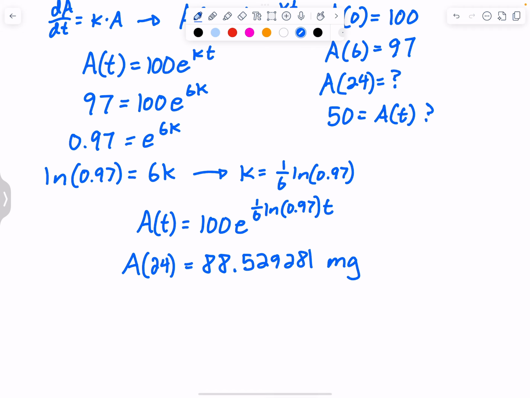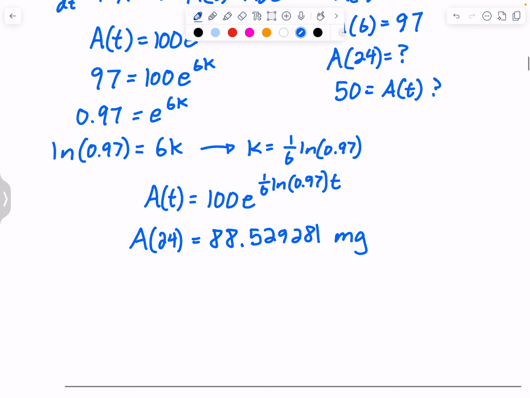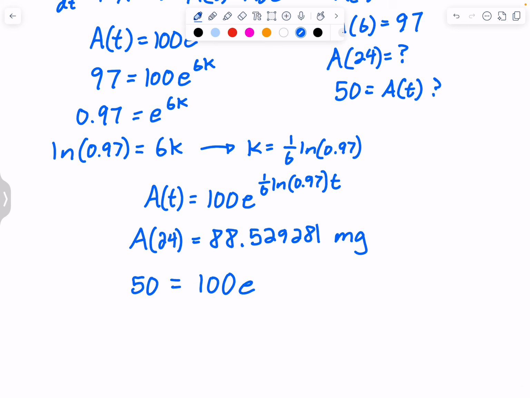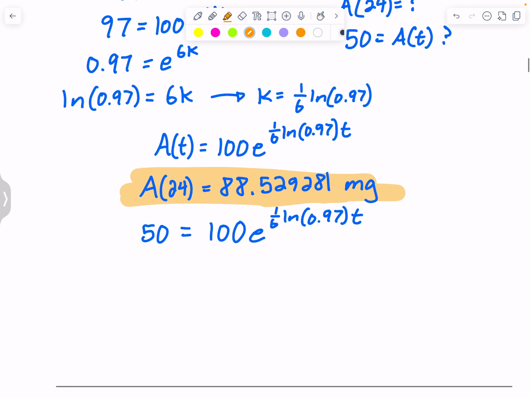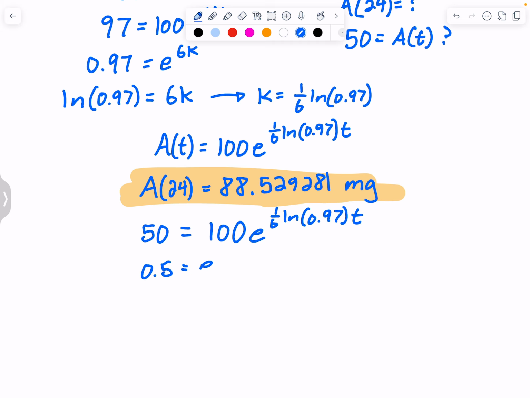Now they want to know, when am I going to have half of it left? Well, if I started with a 100, then I'm going to plug a 50 in here, and then we're going to work backwards to find t. All right, let me highlight this so we don't lose it. Okay, that was the 24 hours later. Now I'm solving for half-life. All right, so I get 0.5 if I divide by 100, e to the 1/6 ln of 0.97 t.